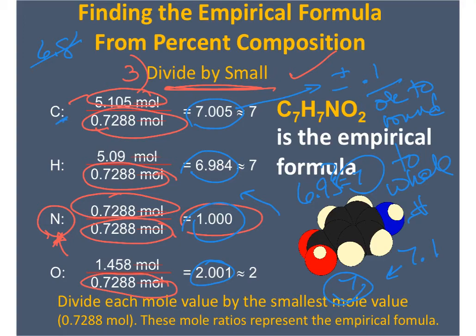So in this case, we have 7 carbons. Hydrogen, we have 7 hydrogens. For nitrogen, we have 1 nitrogen. And for oxygen, we have 2. So this is our empirical formula. That one was a pretty easy one. You just have to remember the steps.